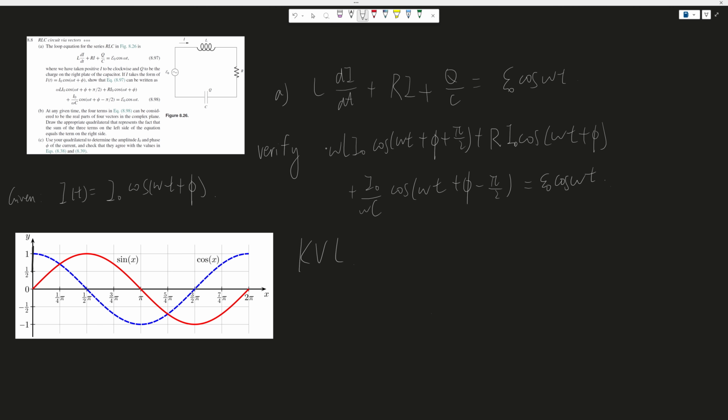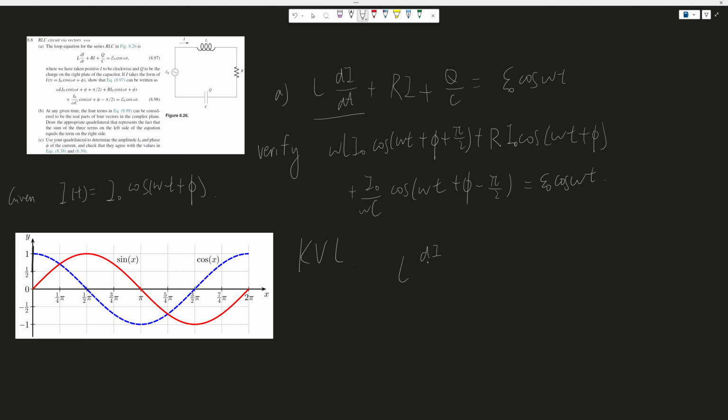Now it's telling us to verify that it is equivalent to this form, so let's try to do that. For part A, it is just a plug and chug kind of question, since we are already given I of t, which is I0 times cosine of omega t plus phi. So let's try to find the first term first.